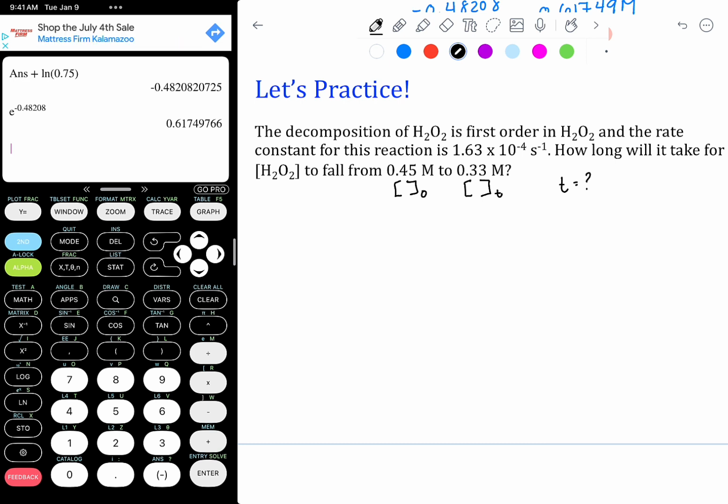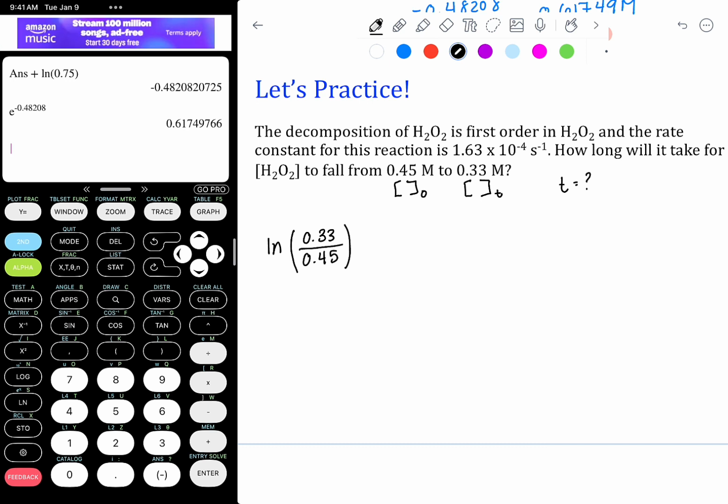So to start this problem, you could use either equation that was provided for the integrated rate law. So let's use the first version of the integrated rate law just to show how we can utilize that equation as well. So we have the natural log of our concentration at some later time, so that would be that 0.33, and our initial concentration of 0.45. Okay, so we have to make sure that we're putting those in the right spots. We're putting the smaller number on top and the larger number on the bottom because we're decreasing our concentration of our reactant.